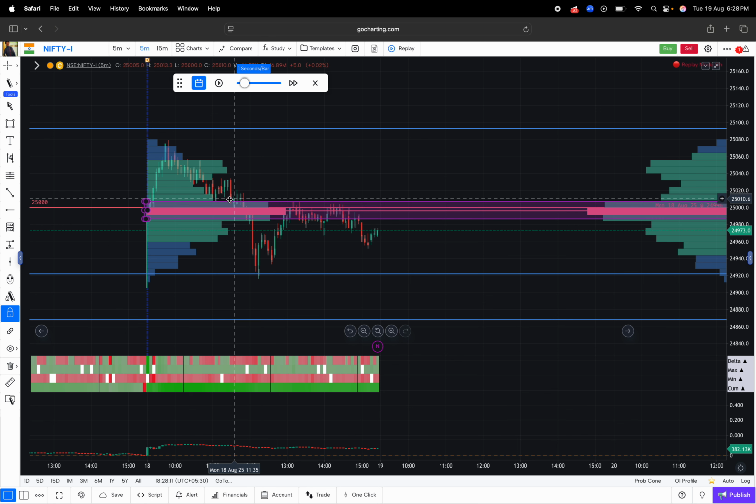So what exactly is this? This is between 25,000 and 24,985. So this is our highly traded volume zone, and we have to mark this. Then what do we have to do?